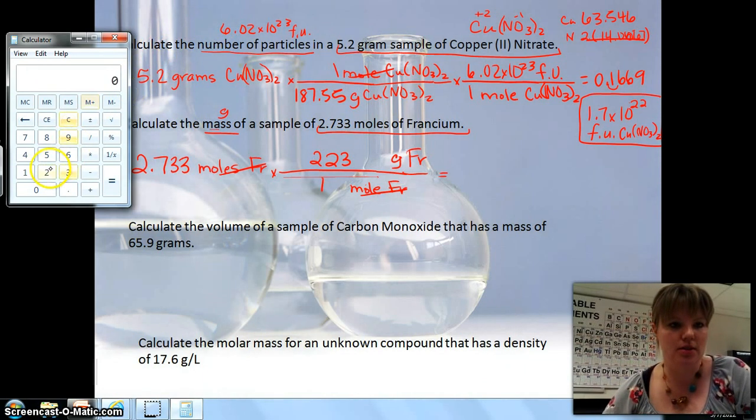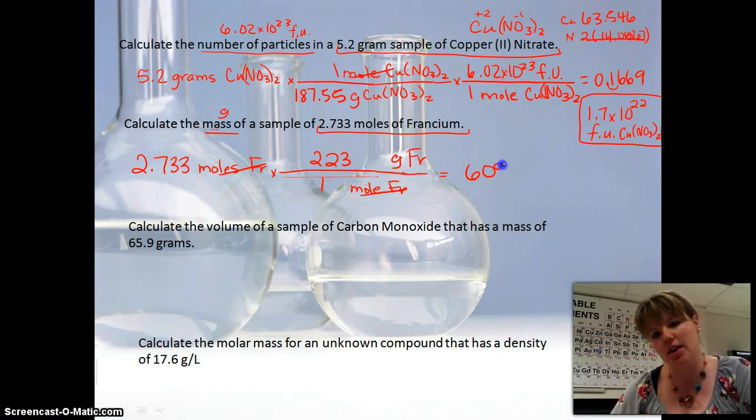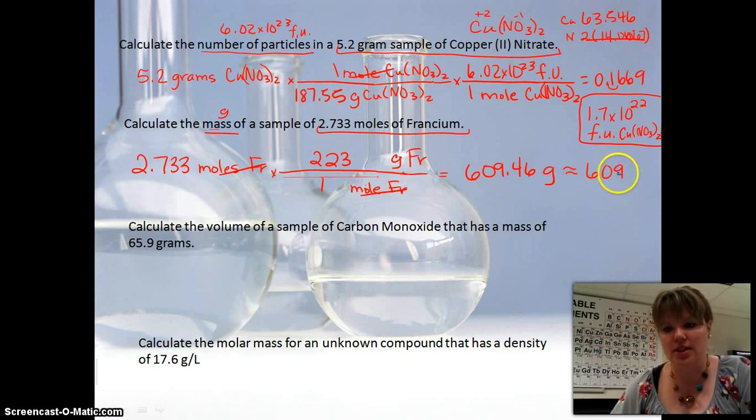So we'll clear this. 2.733 times that by 223. And so we get 609.46 grams. And our smallest significant figure would be 3, so I wouldn't put this in scientific notation since it's only 10 to the second. So I would just say that this would be 609 grams of francium.